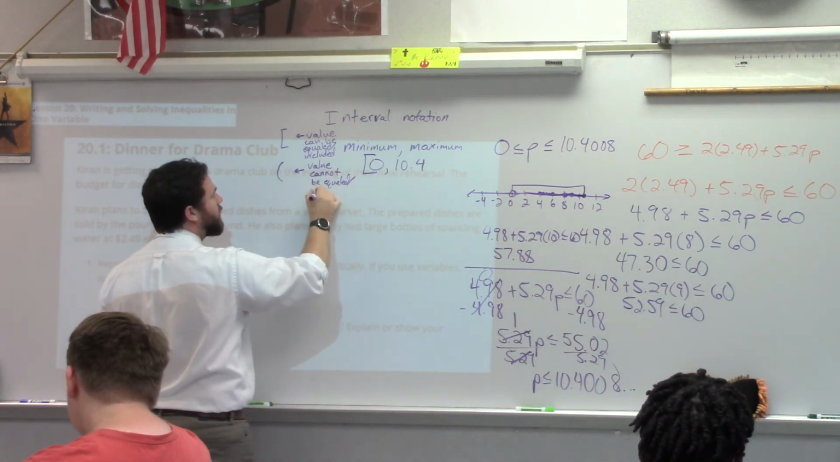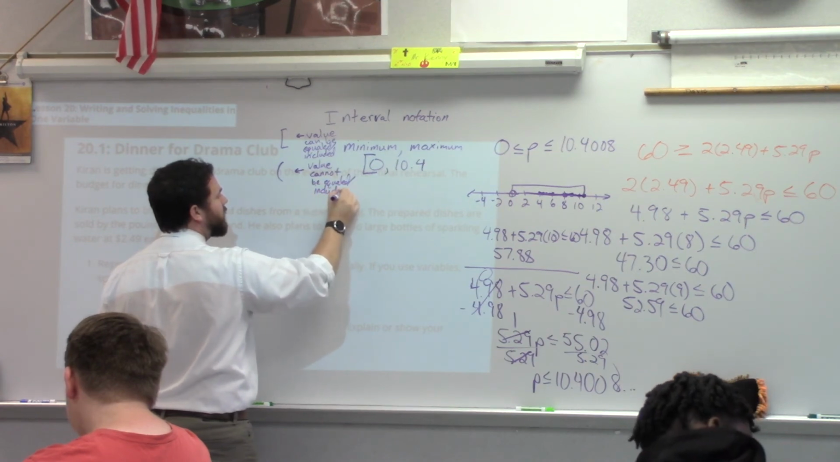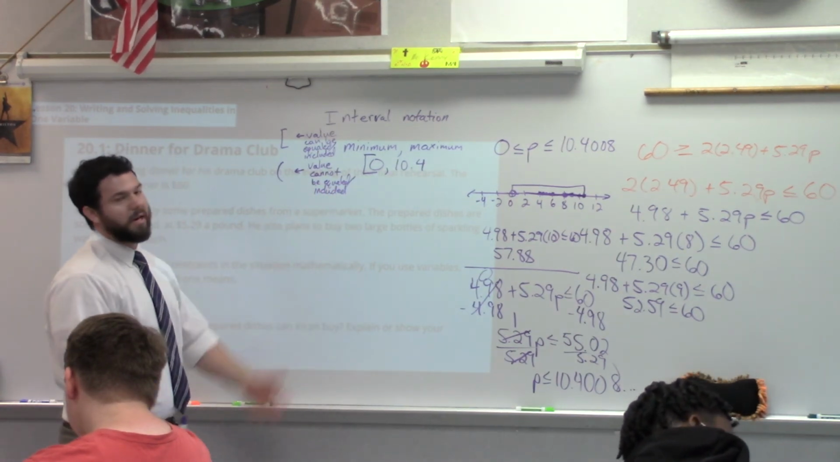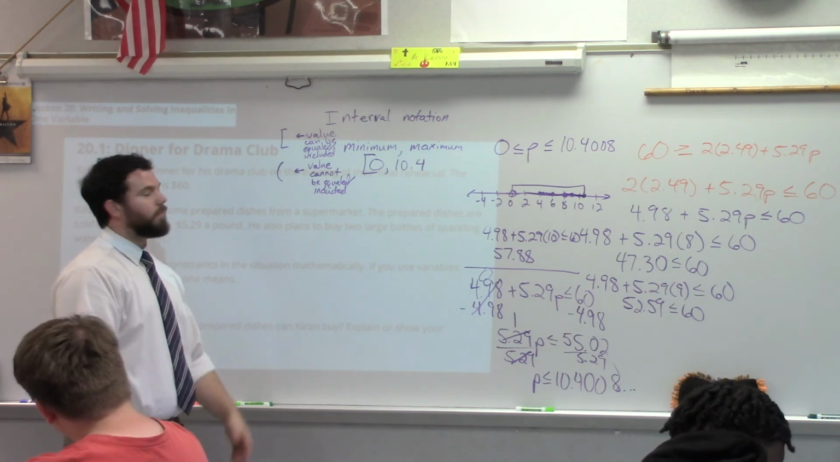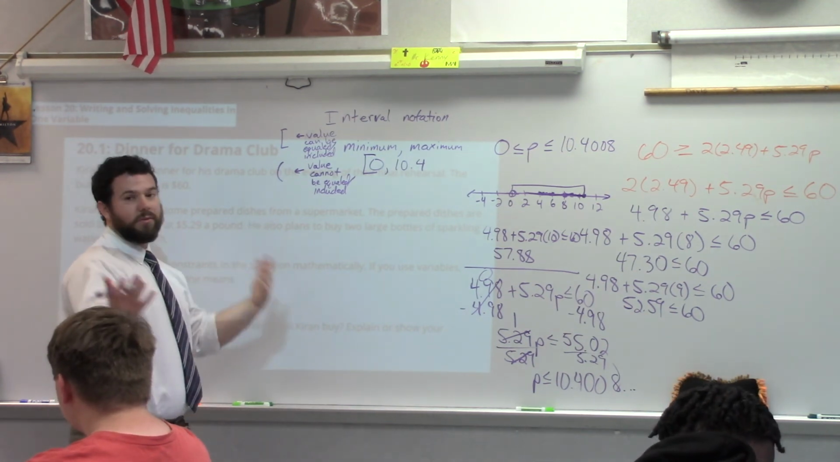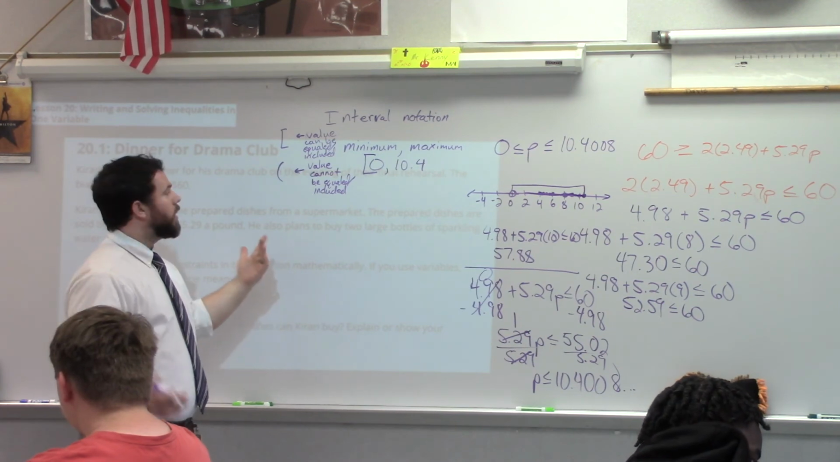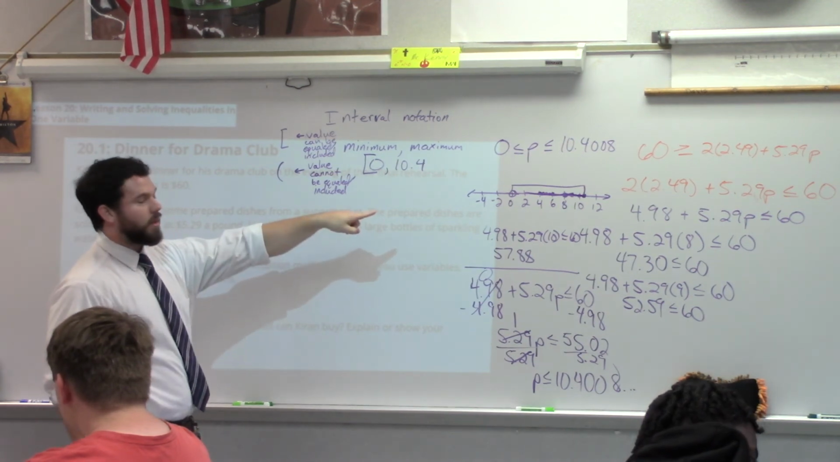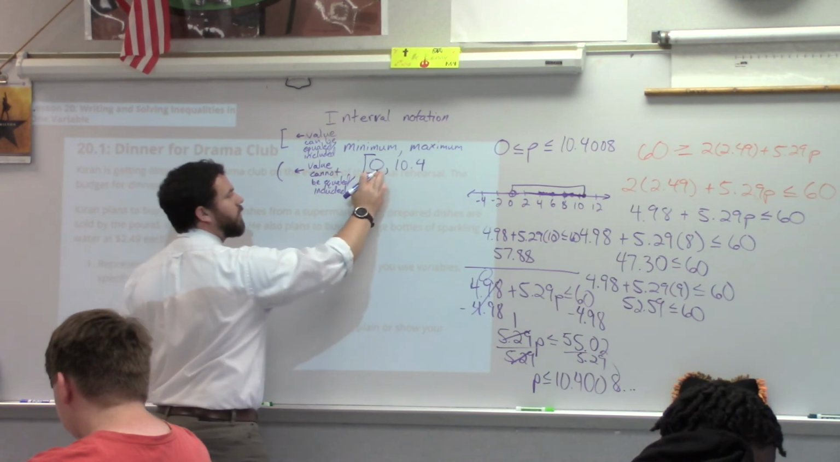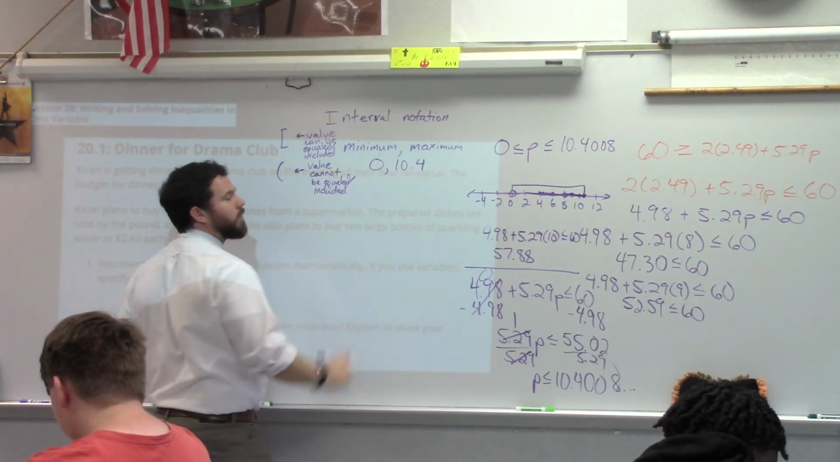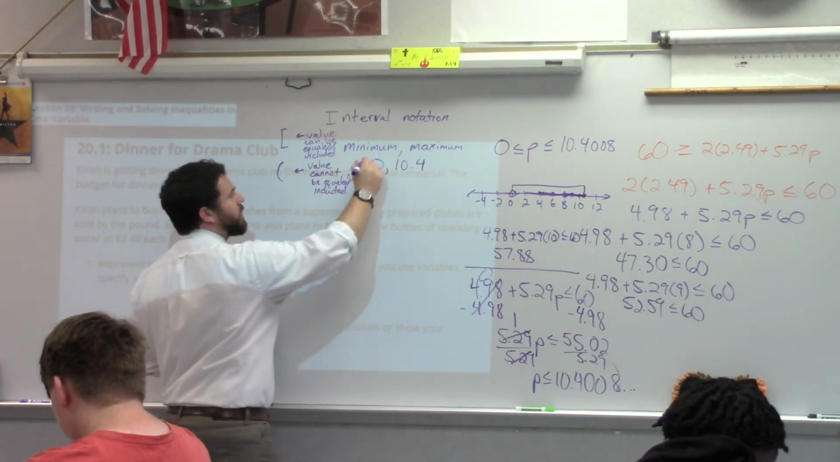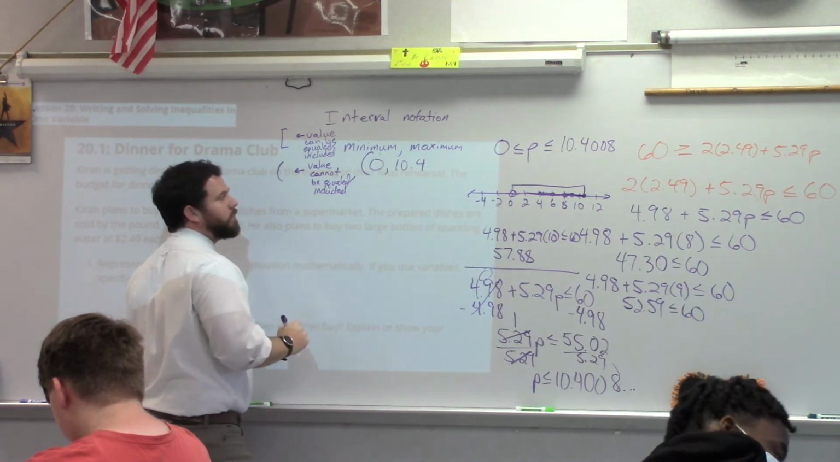This is part of the reason why I want you to justify yourself, because I would have argued that you could use a bracket there because you can equal that. But if you make the argument, well, he can't or won't buy 0 pounds of food, well then it'd be an open point, not a closed one. And what would I put on the 0? Parenthesis.